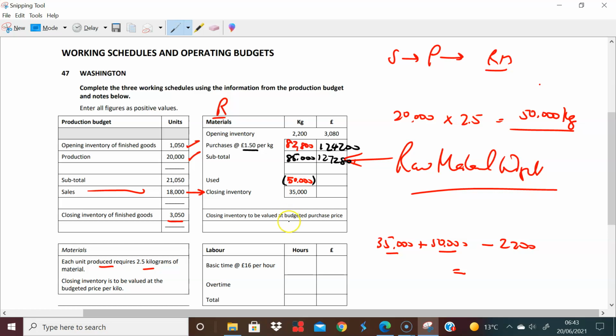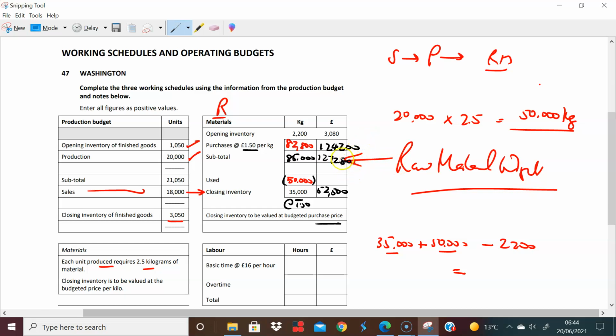Now, it does tell us the closing inventory is to be valued at budgeted purchase price. So the argument here is that you can see they're using a kind of first in, first out type of approach. So in terms of valuing this closing inventory, I'm going to value this as well at £1.50. This 35,000 is going to be valued at £1.50, which is 52,500. That is my closing inventory.